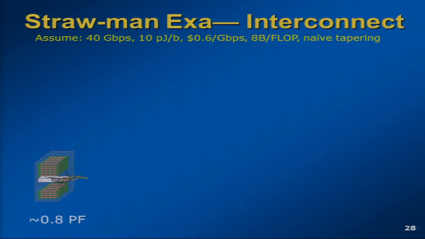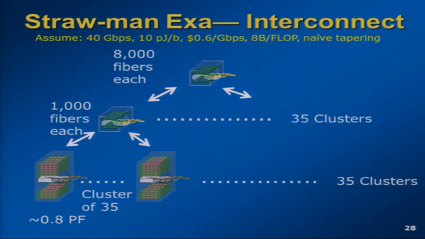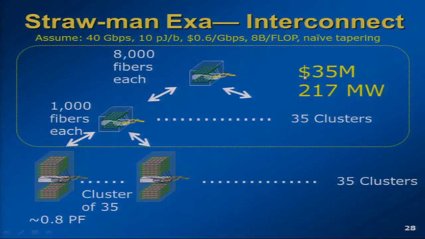Let's say 0.8 petaflop machine. I make the UHPC vision come true. I got a cabinet with 0.8 petaflop. Put this in a cluster of 35. Put 35 such clusters together. Now to connect this together with these optical interconnects, 1,000 fibers each connecting to this first level optical switch, 8,000 fibers each. All this costs $35 million and will consume 217 megawatts in optical interconnect only.